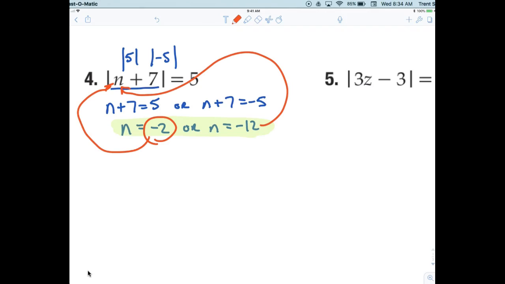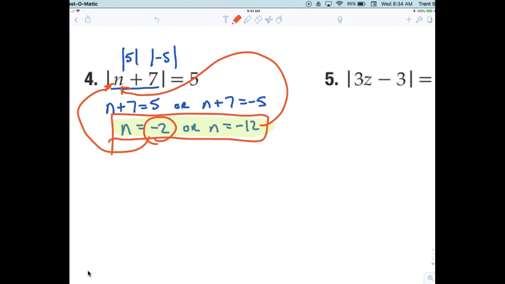Does everybody understand what I'm trying to show you? You're trying to find the 2 values that equal 5 and equal negative 5. That's it. Everybody okay with that? Does everybody agree? Pretty simple. This is the answer right here. Every time you do an absolute value, there's going to be 2 solutions.